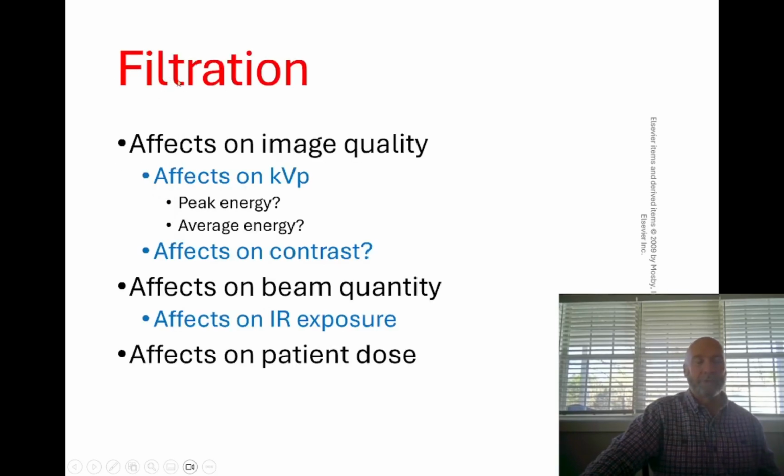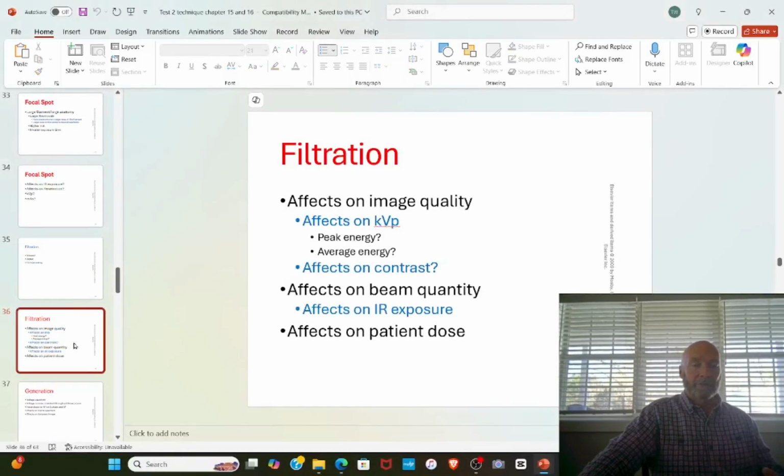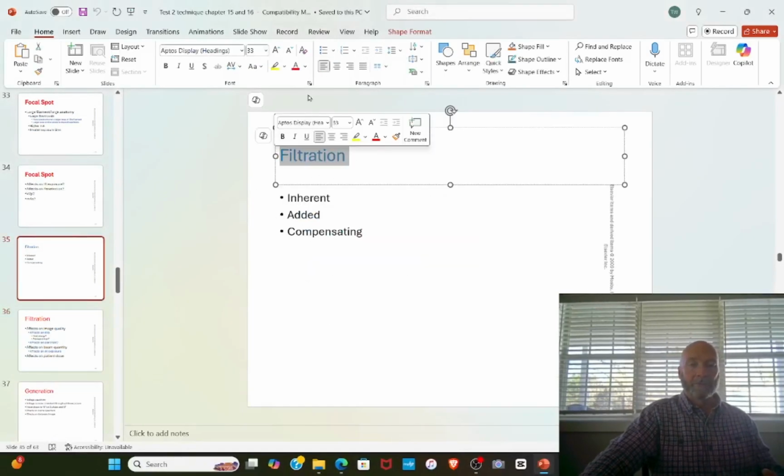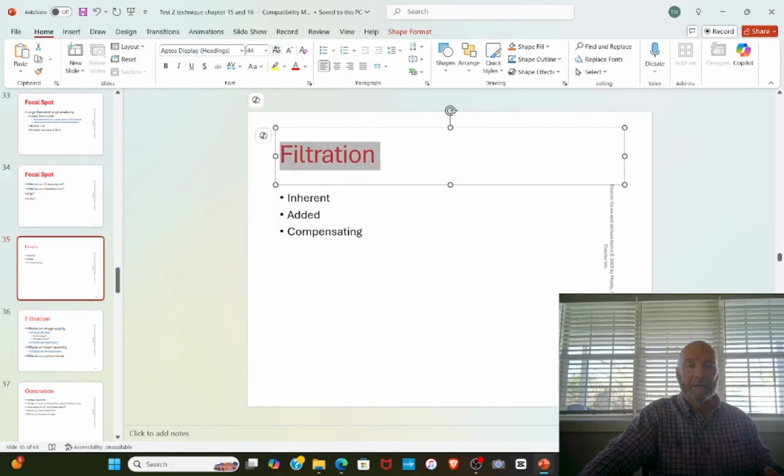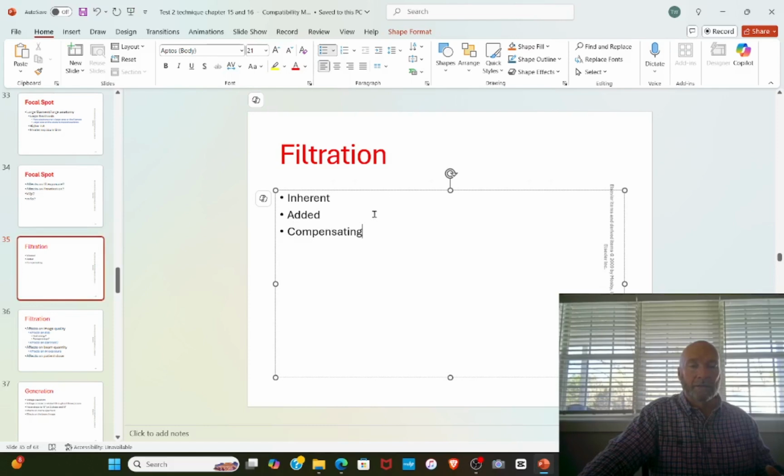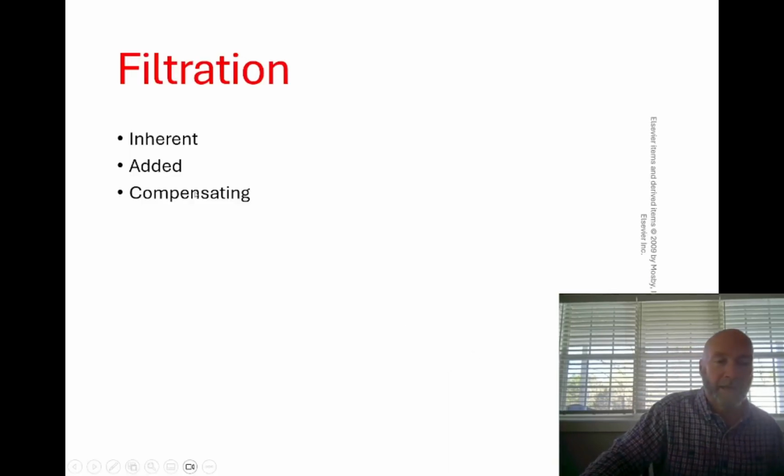So filtration, we've got three things to consider in filtration. Really two categories of filtration. Got my coloration mixed up here. We're going to have two different types of filtration, and one of those is going to have a subcategory. All right, so we've got inherent filtration, we have added filtration, and a type of added filtration is compensating.